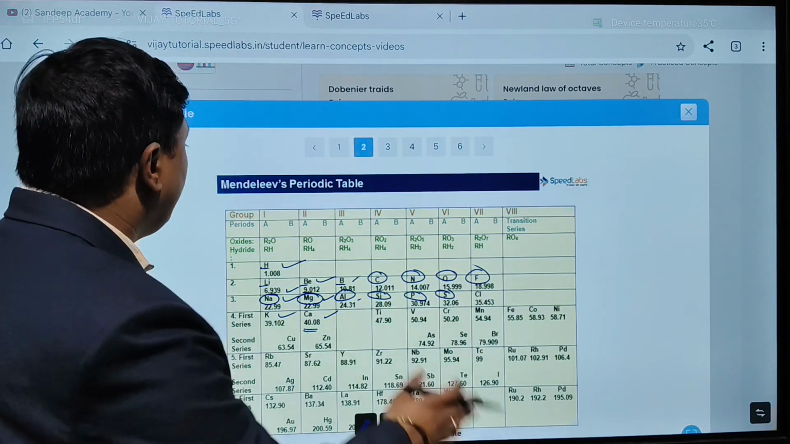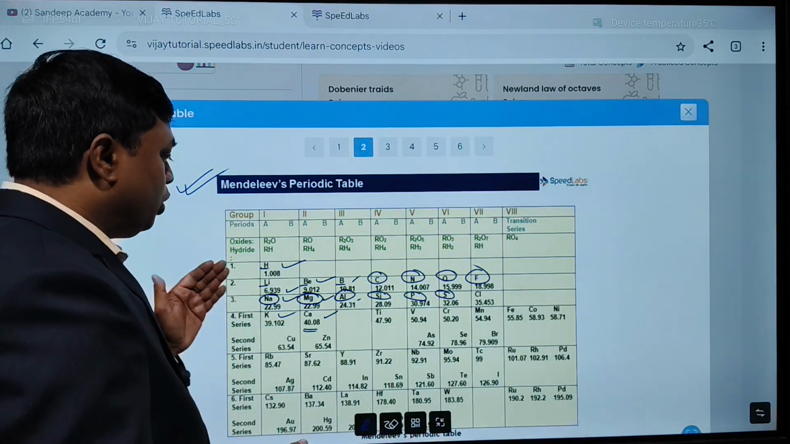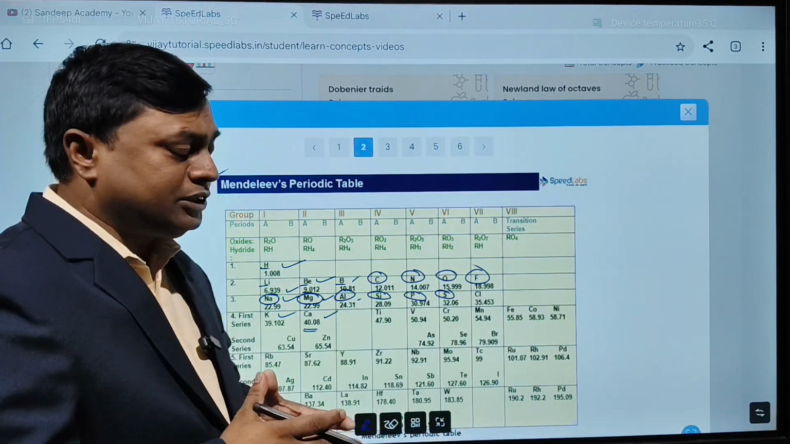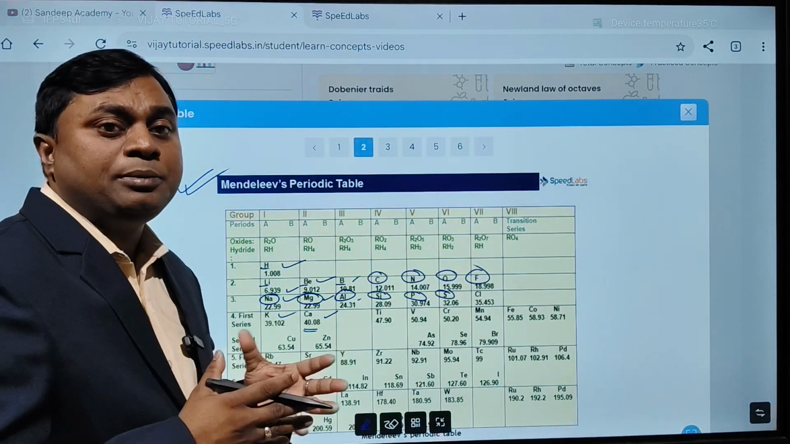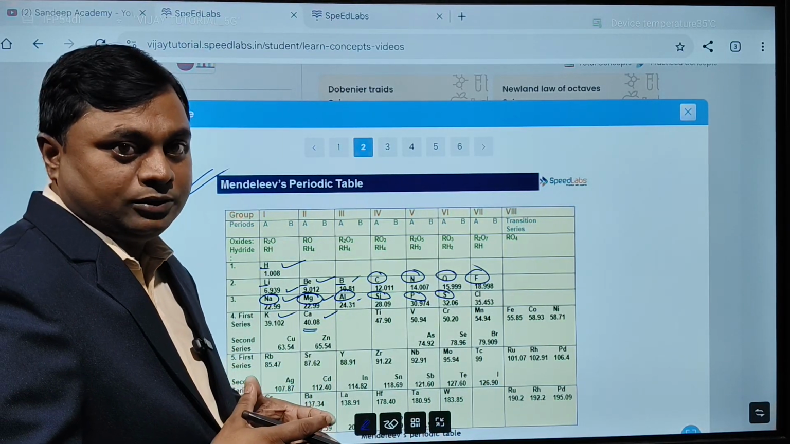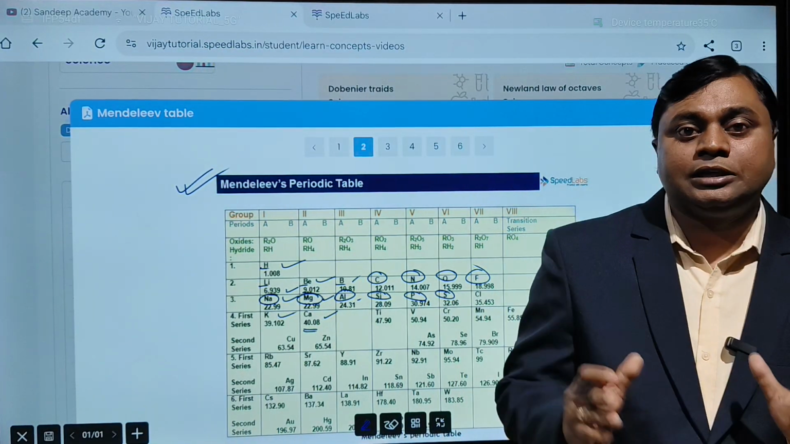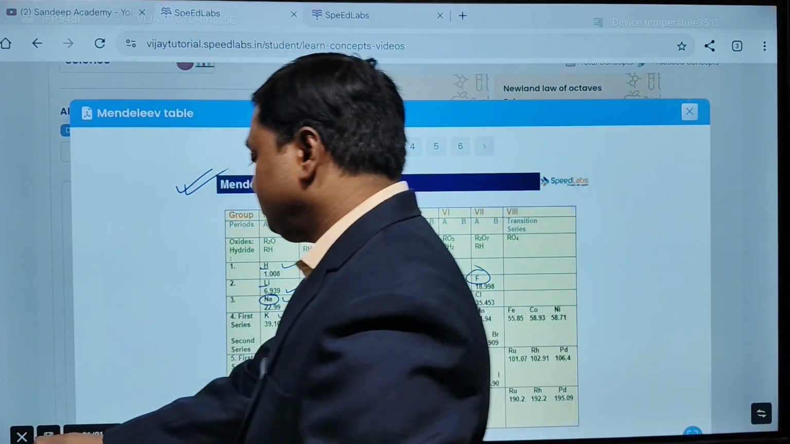demerits. To understand Mendeleev's periodic law, you should understand he told that when the elements are arranged in increasing order of atomic masses, then they show some kind of similarity in properties. Or we can define the law: the properties of the elements are the periodic function of their atomic masses. Is it clear?